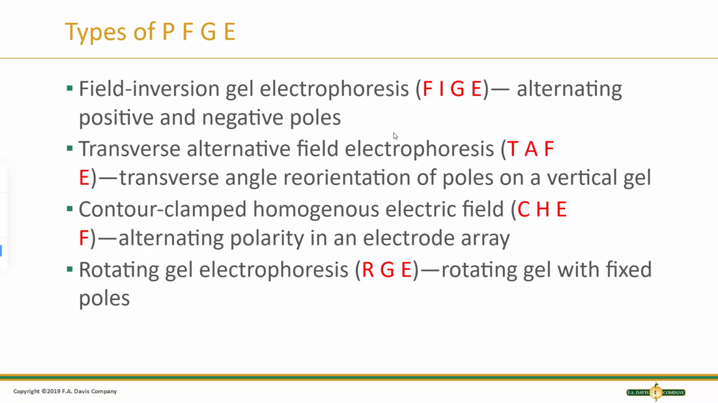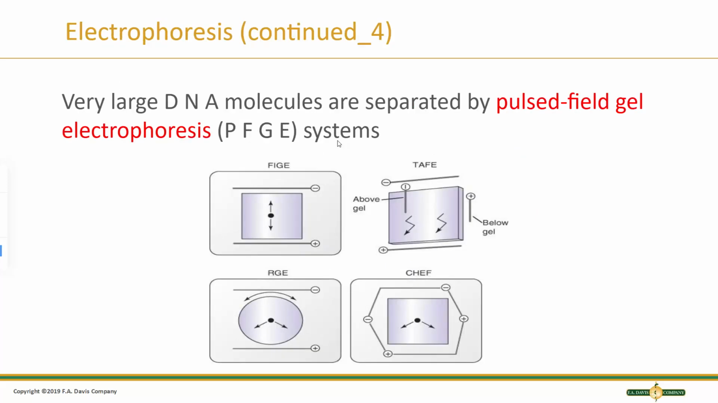Transverse alternative field electrophoresis, a transverse angle reorientation of poles on a vertical angle. So here you can see that process happening. So there's different poles which will allow this to kind of move apart in a zigzag pattern.